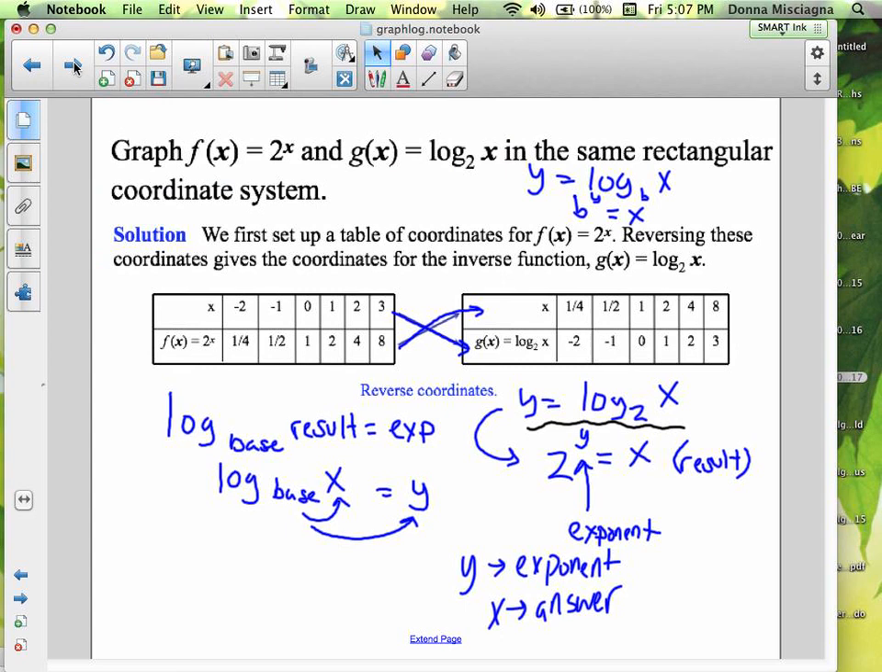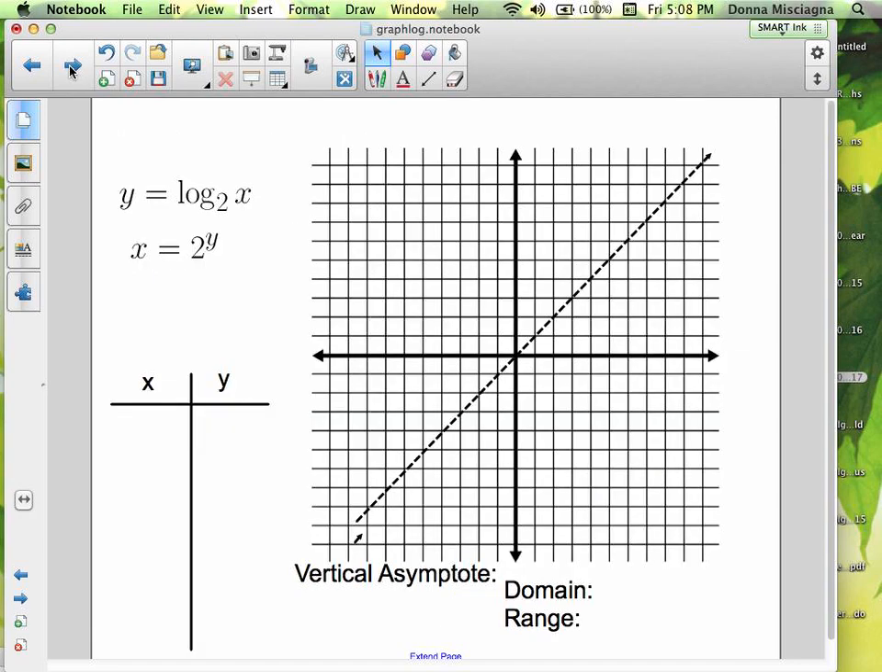So first we're going to look at graphing f of x equals 2 to the x and g of x equals log base 2 of x in the same plane. So here are our coordinates. Notice that our x coordinates for the exponential are the exponents, and the y coordinates are the result. For the logarithmic, the x coordinates are the result, and the y coordinates are the exponent. So when we write it, our base, we're going to raise it to the y power, and it's going to equal x. This one's in your notes, so let's graph these two.